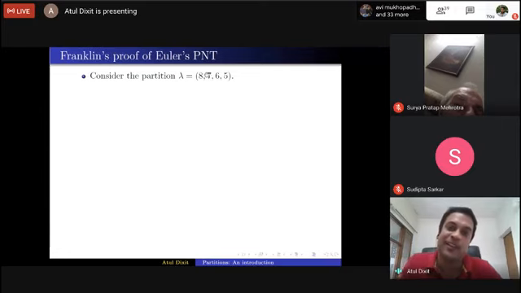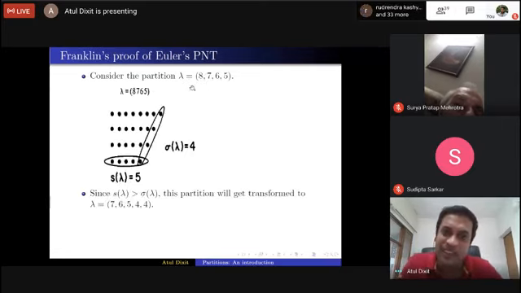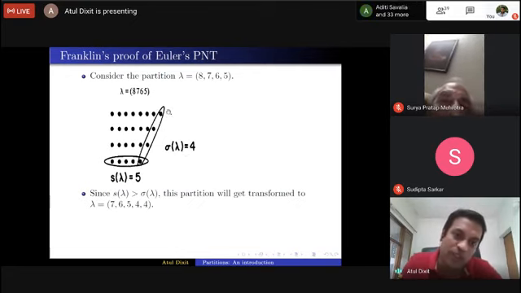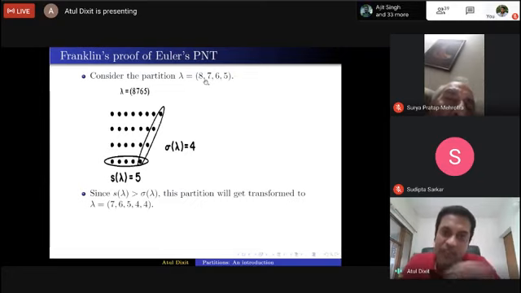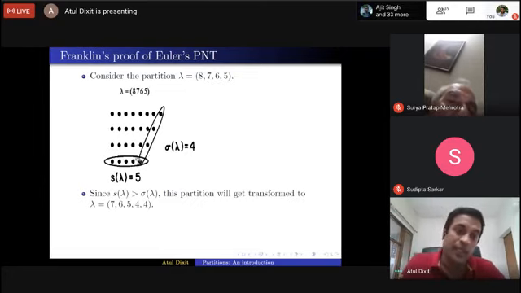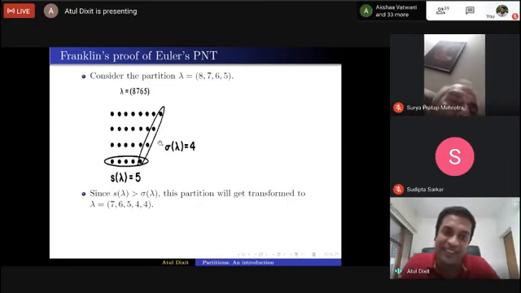Let us consider this particular case. My lambda is 8765. This is again a partition into distinct parts. Here S of lambda is 5. Sigma of lambda is 4 because it's a continuous sequence. It's 8765, consecutive integers are there. Now S of lambda is greater than sigma of lambda. So we are in the second case.